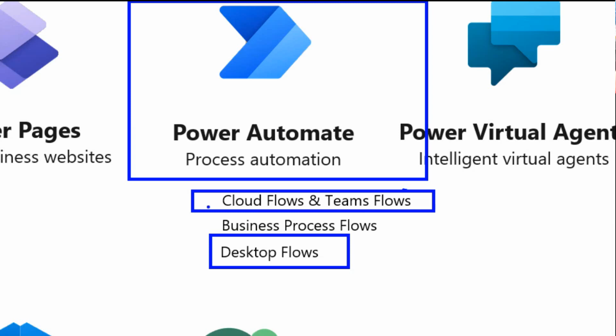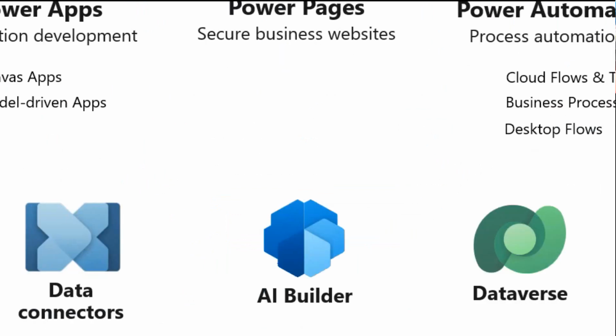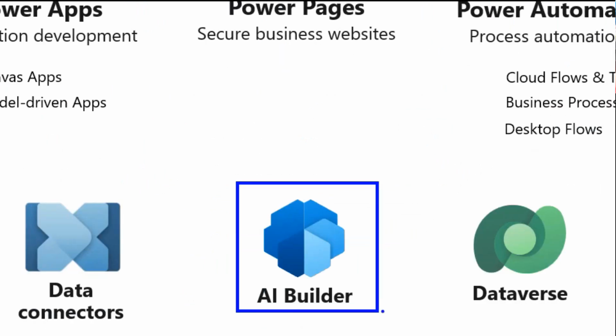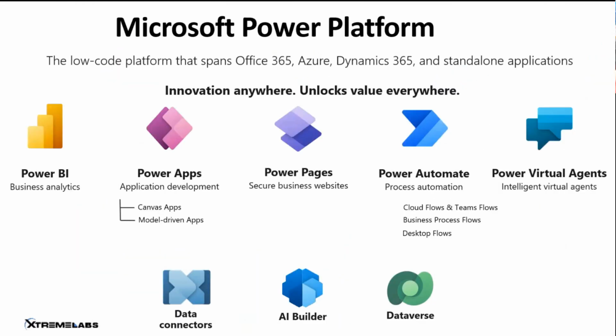Okay, we can create other kinds of processes like business process flow, but in this session, we will be talking about desktop flows and cloud flows. Also, we will be creating an AI model or an AI process that will be able to read information from some invoices, okay? So that's what we're going to be doing today.